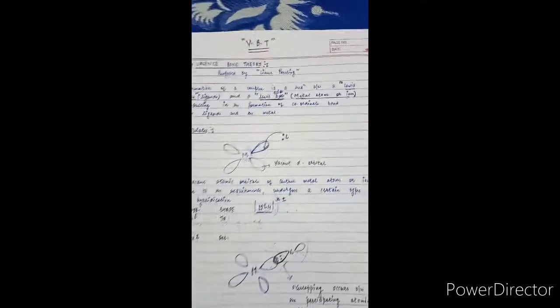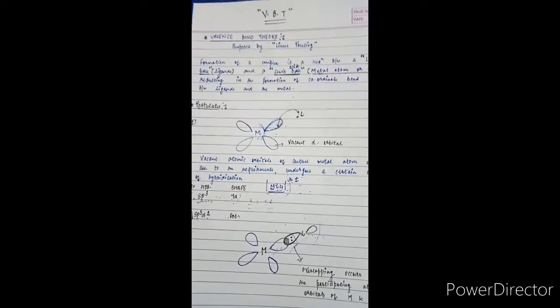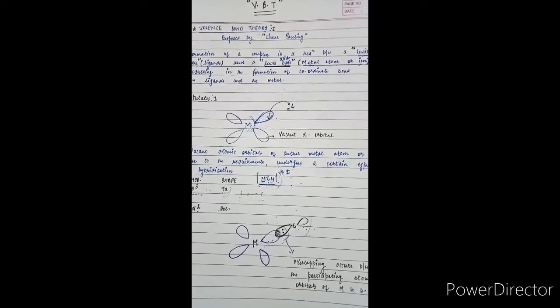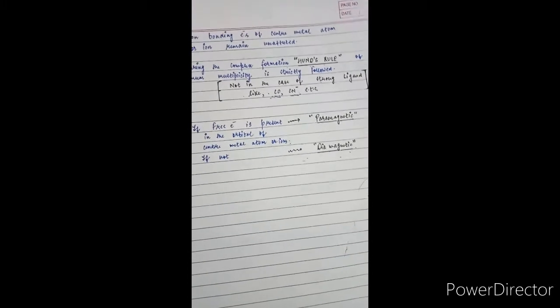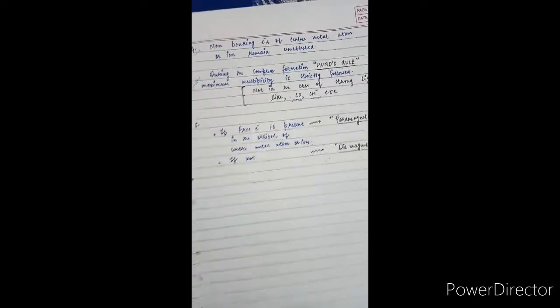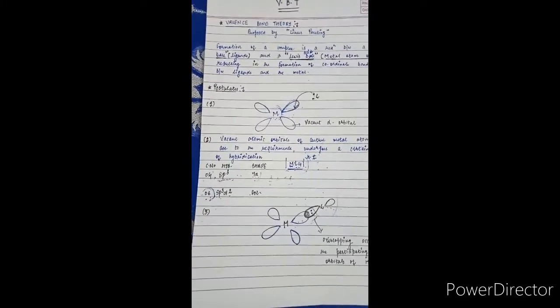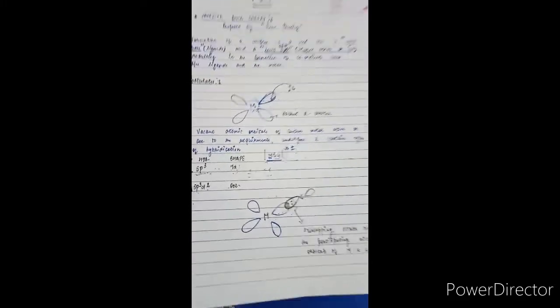So these are the concepts and postulates of the VBT, and in the next lecture we will complete the bonding and hybridization and the paramagnetic and diamagnetic characters of the complex compound. So the VBT postulates are very important. You have to complete it, and definitely you can make notes of it.